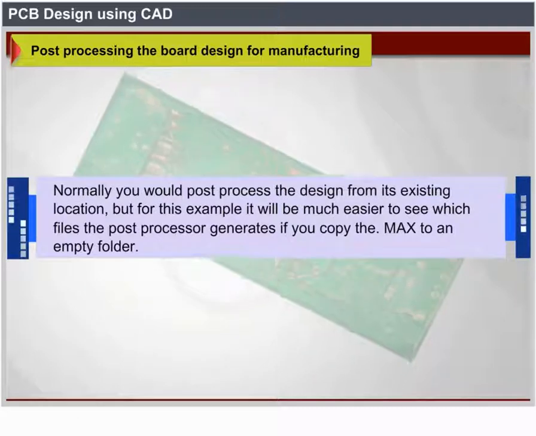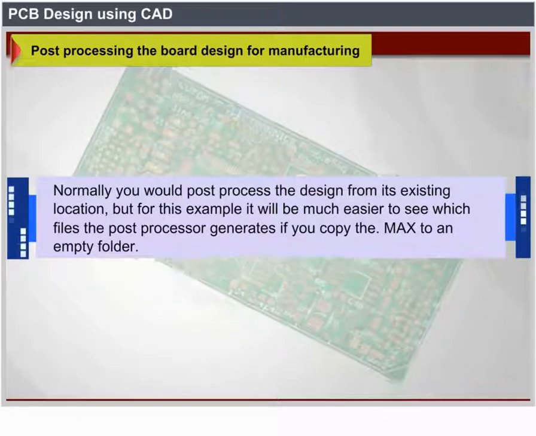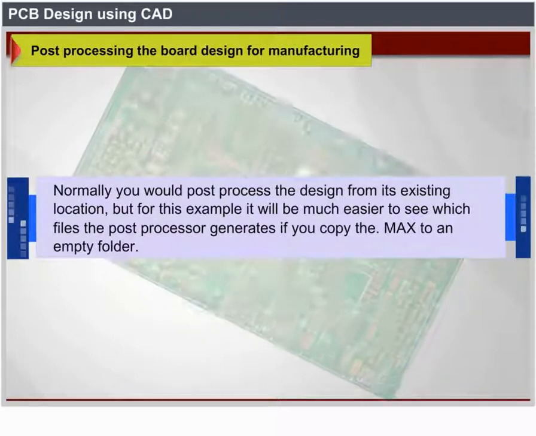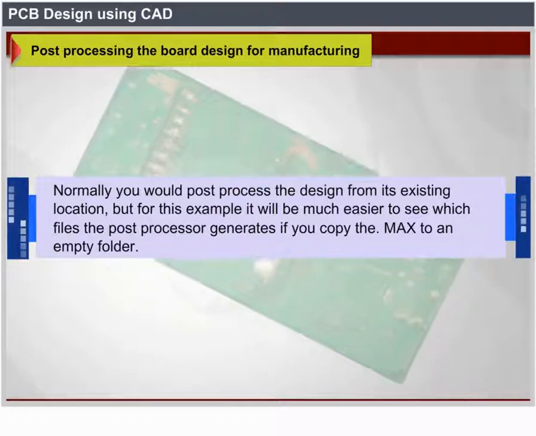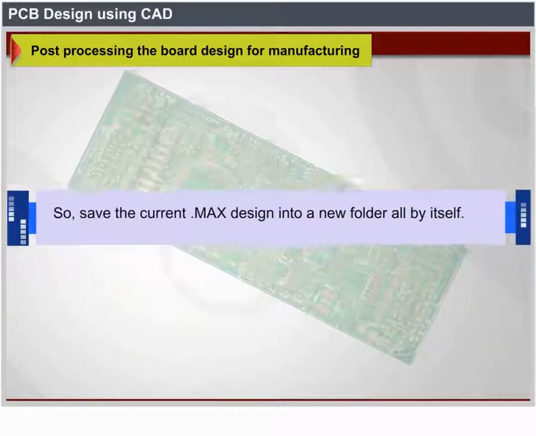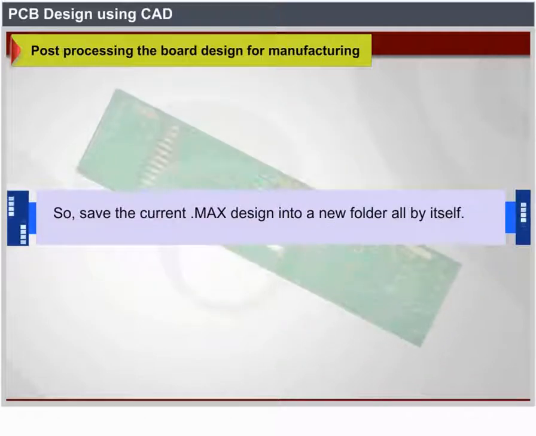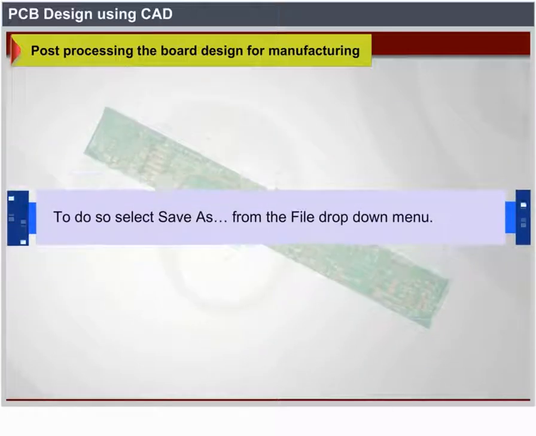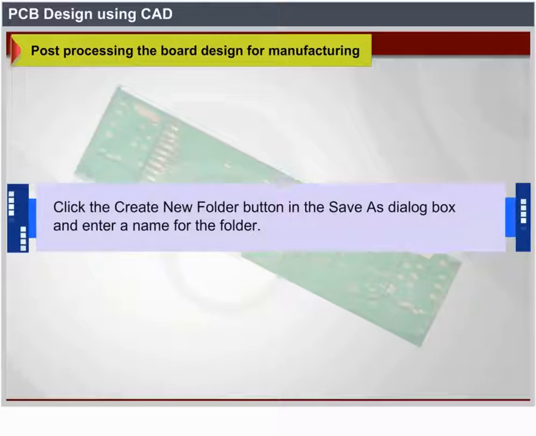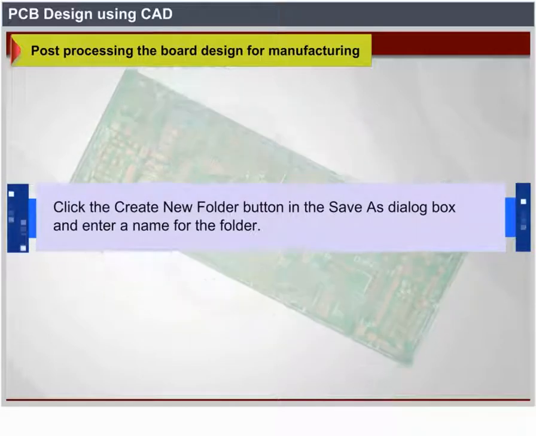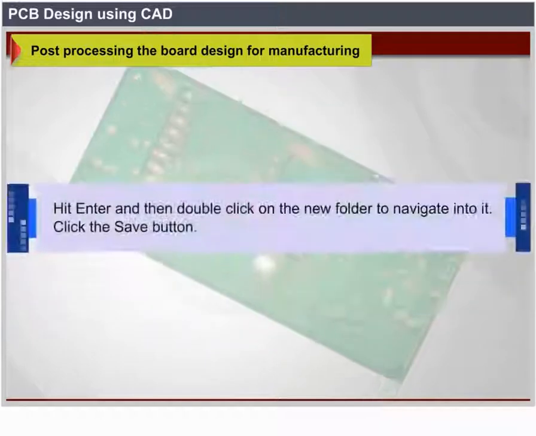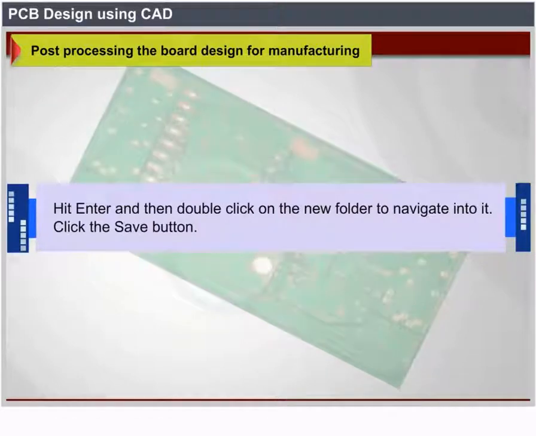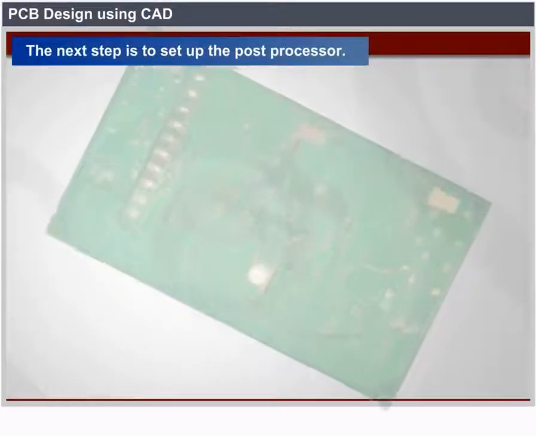Normally, you would post-process the design from its existing location, but for this example, it will be much easier to see which file the post-processor generates if you copy the .max to an empty folder. So, save the current .max design into a new folder all by itself. To do so, select Save As from the File drop-down menu. Click the Create New Folder button in the Save As dialog box and enter a name for the folder. Hit Enter and then double-click on the new folder to navigate into it. Click the Save button.